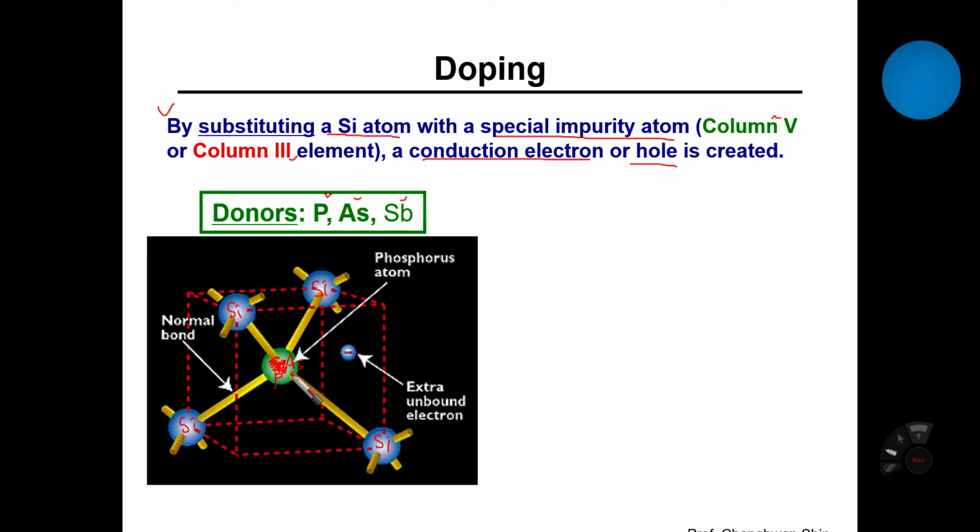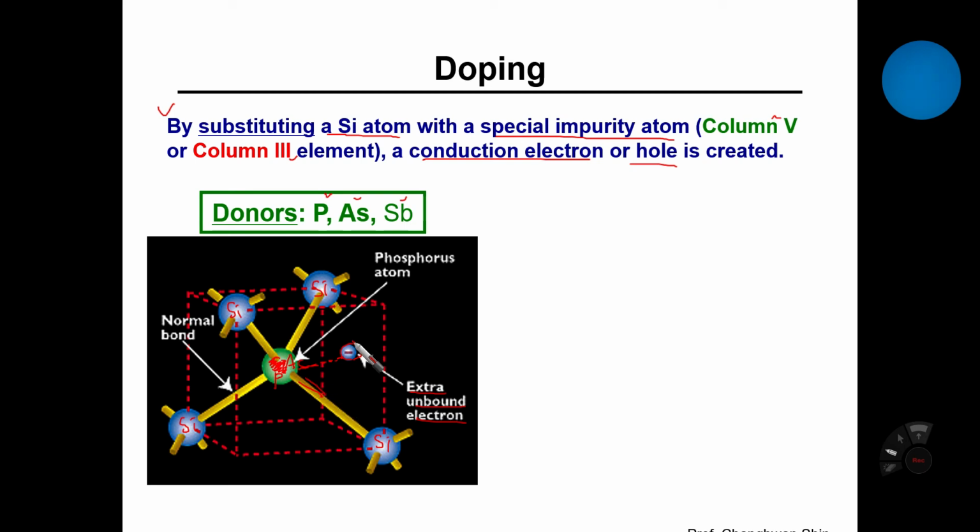As I told you, phosphorus comes from column 5 in the periodic table, so the total number of outermost electrons is 5 instead of 4 as in the case of silicon. So we're going to have an extra unbound electron, right? This extra electron doesn't have any partner to complete the covalent bond. So this bonding energy is weaker than the bonding energy of this covalent bond.